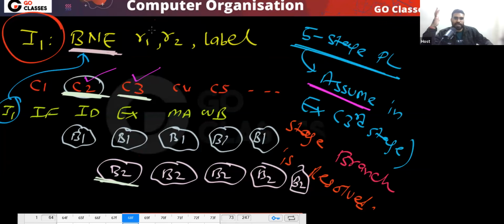What is a perfect pipeline? Perfect execution means in every cycle a new instruction is fetched and in every cycle one instruction is completing. But here you can notice that in cycle C2 a new instruction is not coming, and in cycle C3 a new instruction is not coming. It means that in every cycle one instruction is not completing. So these are called stalls. Bubble means stalls.